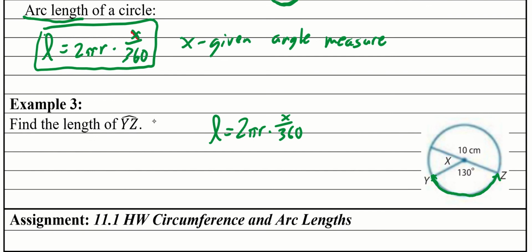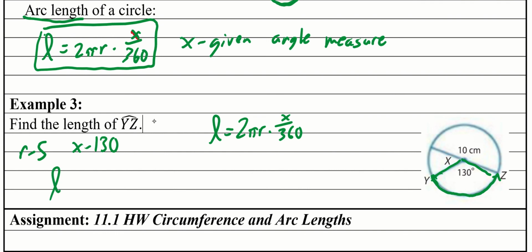In this case, r is just the radius. We're given the diameter is 10. As a reminder, the radius is half of that, so it's going to be 5. Or you could just use the diameter and not multiply by 2. But the radius is 5 here, and then x, remember, always represents the given angle measure. In this case, the given angle measure for this arc is 130. Now all we need to do is plug these into our equation.